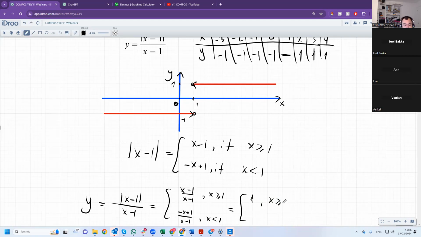Well, equal doesn't make sense because x can't be equal to 1. So we have to reduce that to just greater than 1. And it's equal to -1 if x is less than 1. That's it. That's the graph.